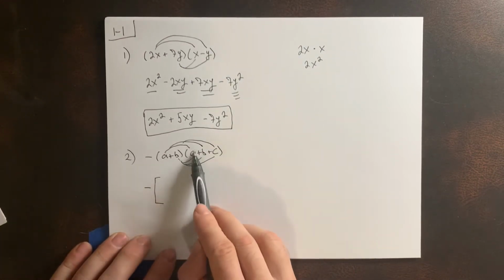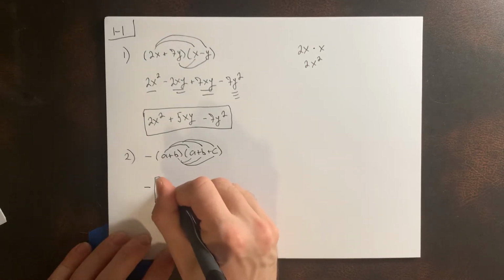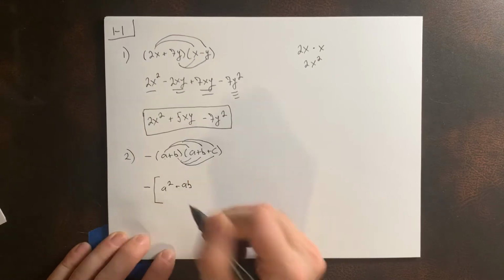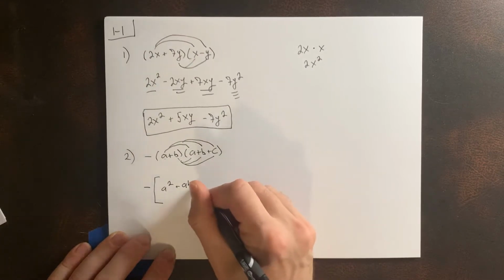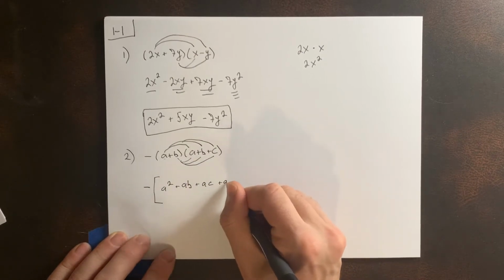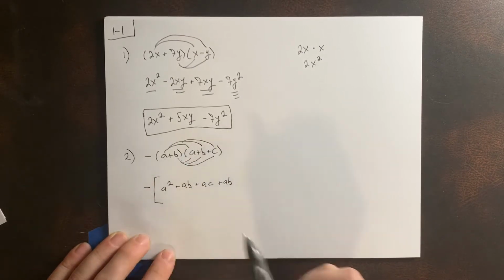So here we have an a times an a, so that's an a squared. An a times a b, so just ab. An a times a c, which is ac. B times an a, that is ab. B times a b is b squared.